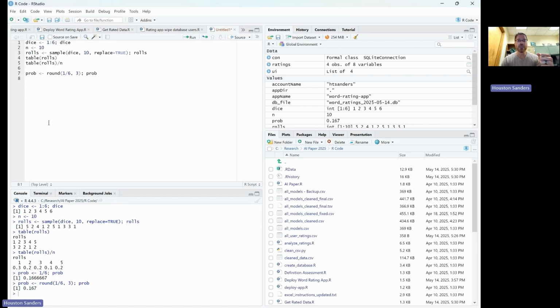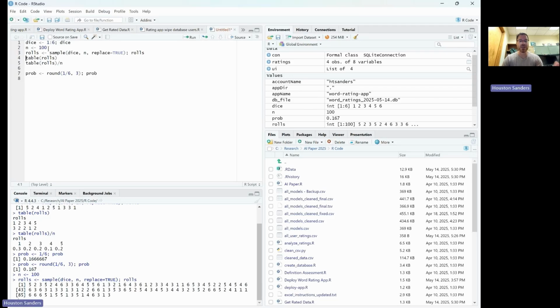So let's take this to the next level. We're going to do the same thing, but this time we're going to roll 100 dice. So let's roll our dice 100 times. Put that in. And these are 100 dice rolls: 5, 2, 3, 5, 2, and so on and so forth.